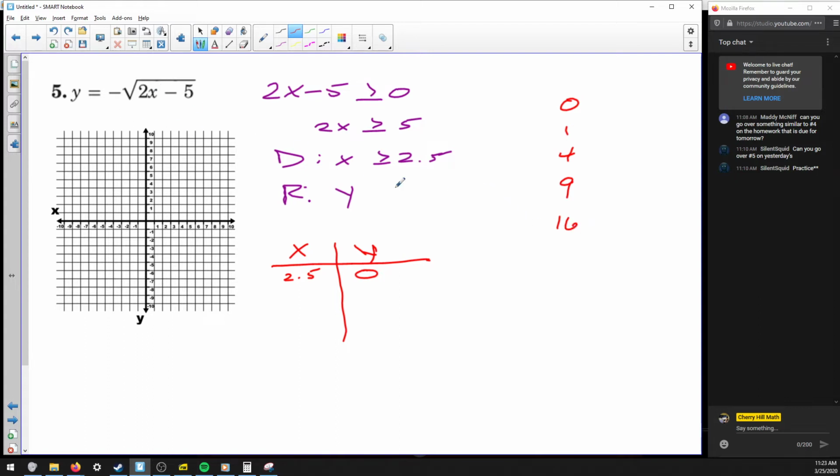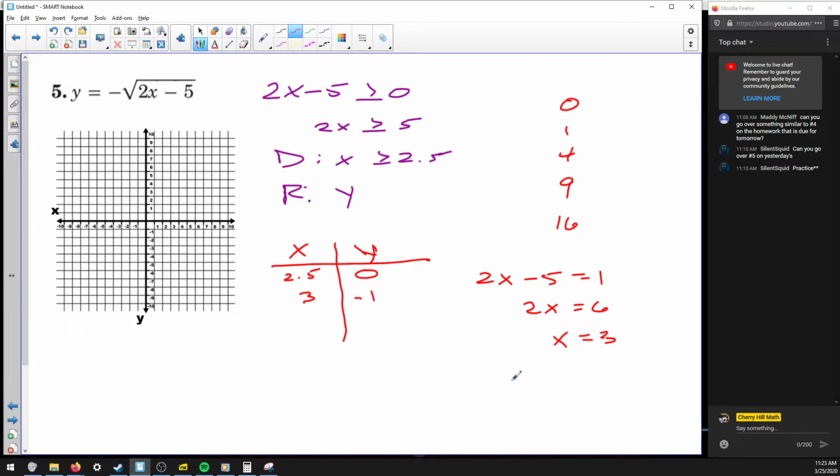So let's start off with 1. If I want 2x minus 5 to be equal to 1, well, if I add 5 to the other side, I'll get that 2x is equal to 6. That means x has to be 3. So if I plug in a 3, that's going to give me a 1 under the radical. If you want to check that, 3 times 2 is 6 minus 5. There's the 1. The square root of 1 is still 1. And then this negative sign means once you have that answer, make it negative. So when I plug in a 3 for this problem, I'm going to get back negative 1.